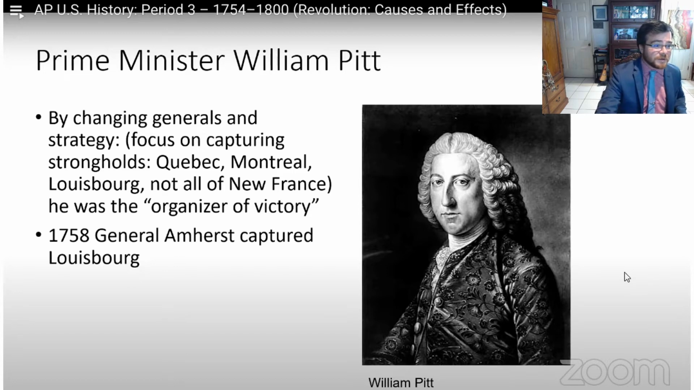This is the 1700s. Okay, by changing generals and strategy, Prime Minister William Pitt, the leader of England, is able to properly fund the war effort by going into massive debt, but they're able to make strategic military advances, and the tide of the war is shifting and changing in favor of England, guys. So England's winning the French and Indian War.